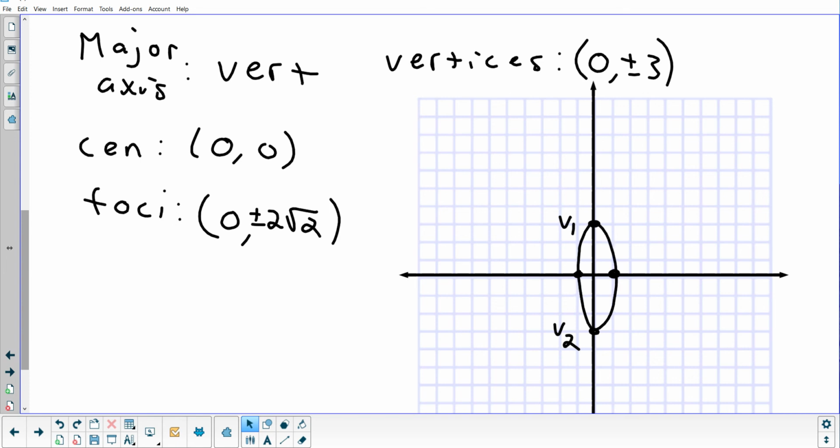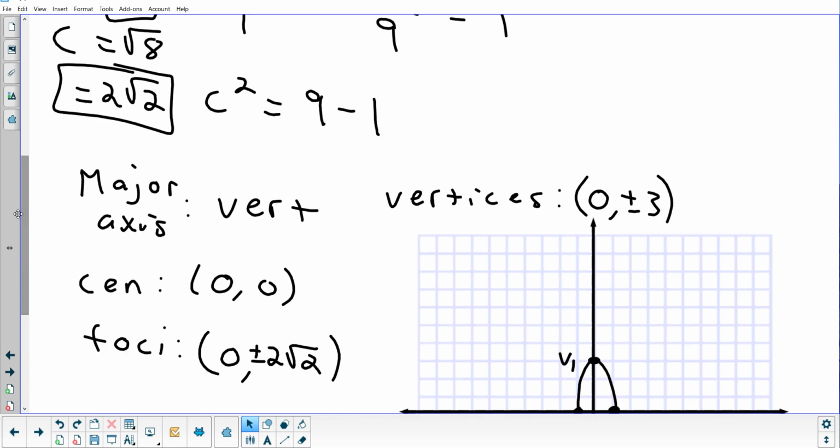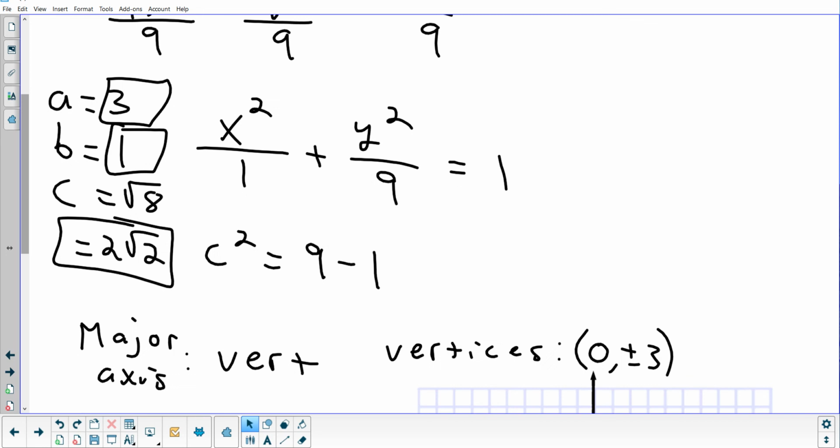I like that. How'd you get the 1? B is the distance from the center to the minor axis. That's what B tells you. That's the only use for B. If you're graphing, that's when you need B.